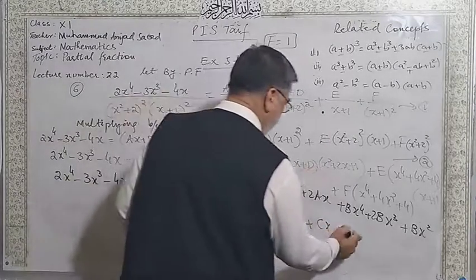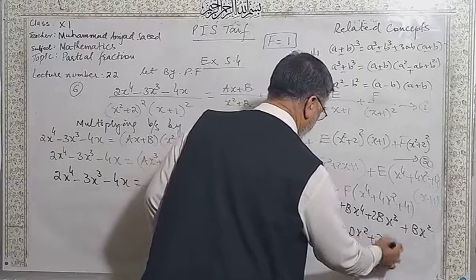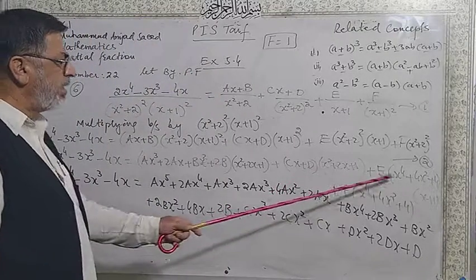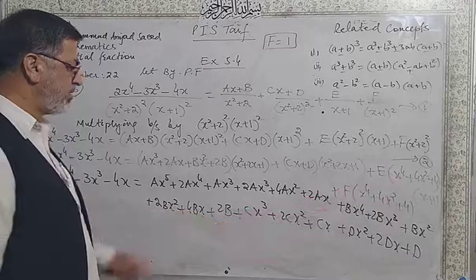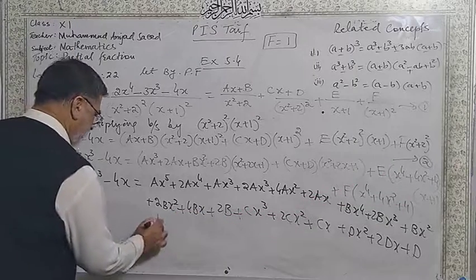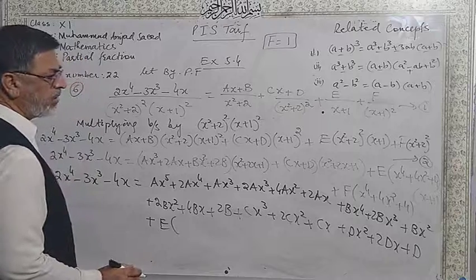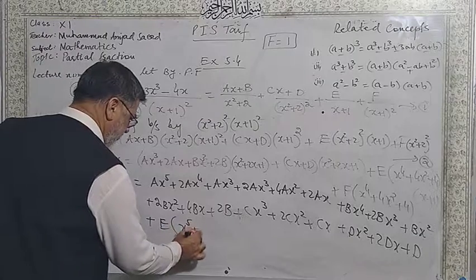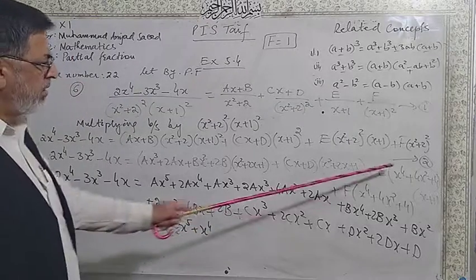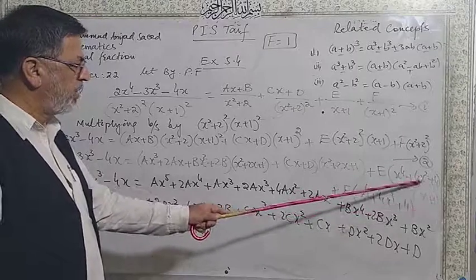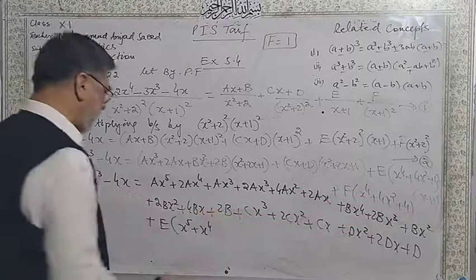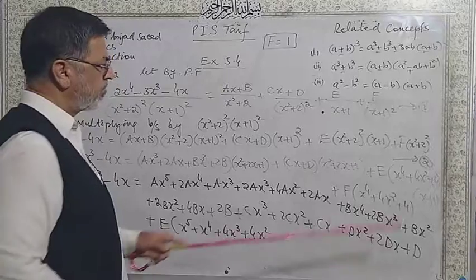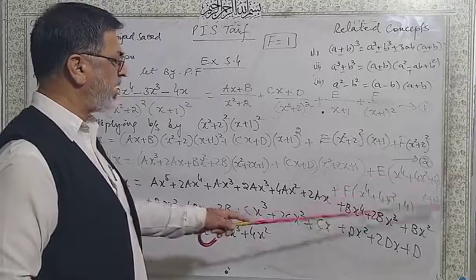Then the term of d plus dx square plus 2dx plus d, and now we multiply these two brackets also. Here is plus e into x5 plus x4 plus 4x cube plus 4x square plus 4x plus 4.